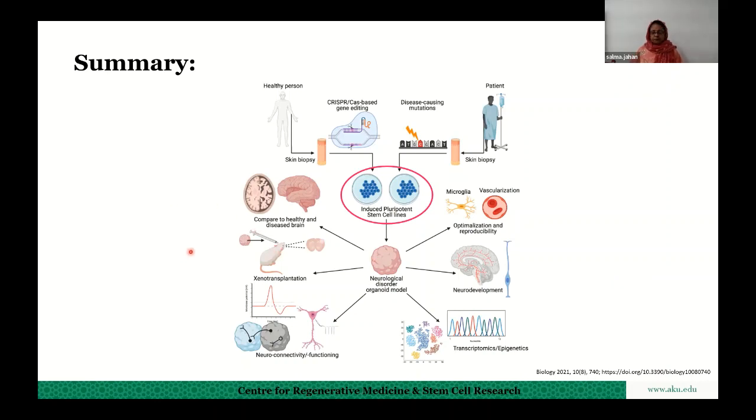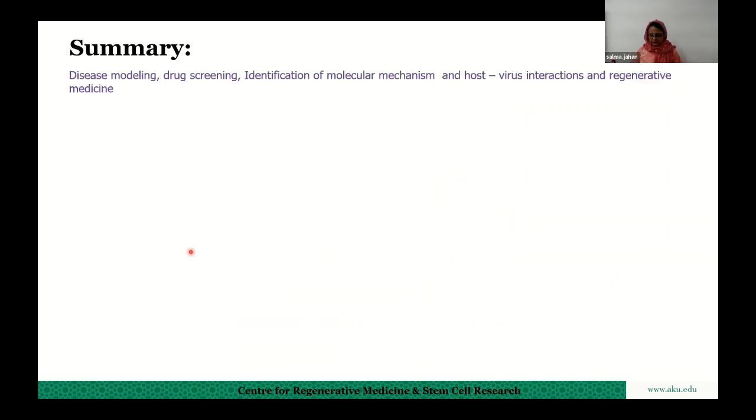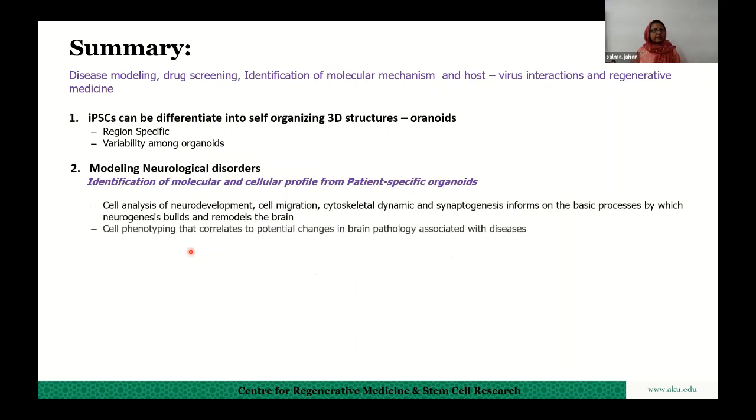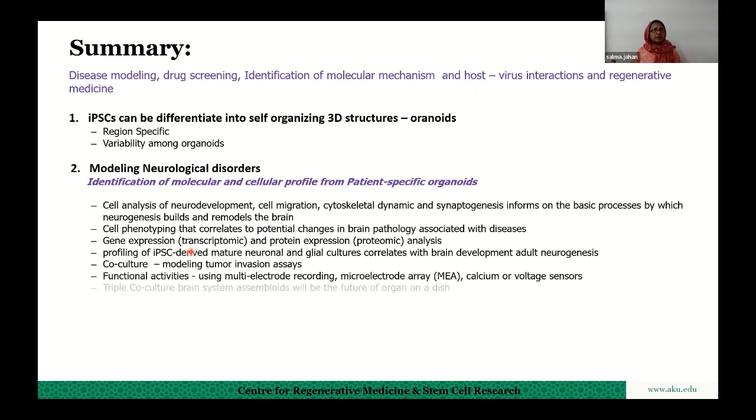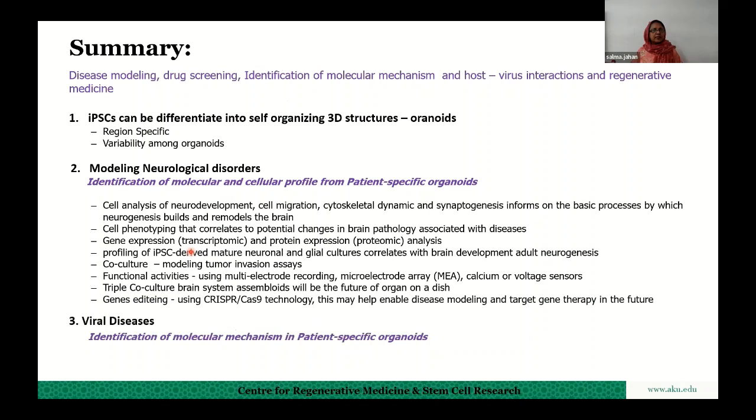And finally, I'm going to summarize further, without talking about what I have already said: disease modeling and drug screening, identification of molecular mechanisms, host viral infection, and regenerative medicine. This is what organoids can do in the in vitro model system.